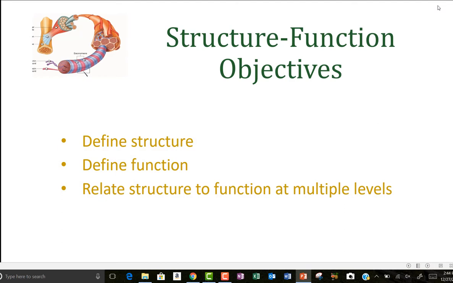Close to 100% of anatomy and physiology students can tell you that anatomy is a study of structure and physiology the study of function. What we'd like to do in this video is clarify specifically what those words mean. So our objectives will be to define structure, define function, and we'd really like to talk about how structure relates to function and how that will be a consistent theme throughout this course.